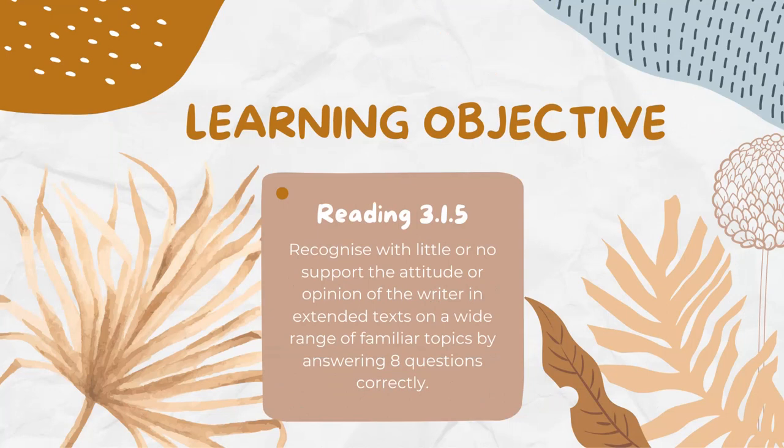So for today's lesson, we will do a reading exercise. The skill involved in today's lesson is reading 3.1.5, and the learning objective is to recognize with little or no support the attitude or opinion of the writer in extended text on a wide range of familiar topics by answering 8 questions correctly.